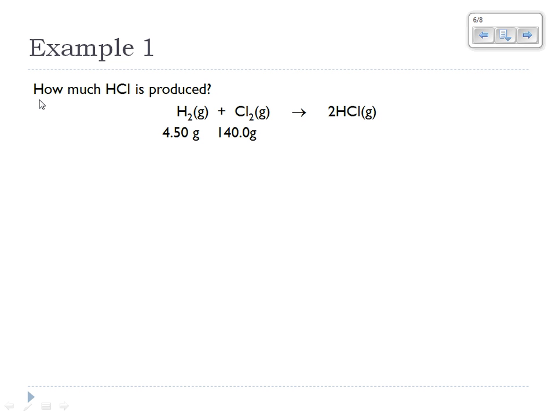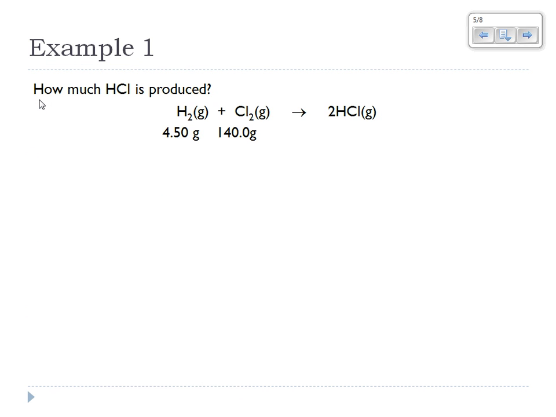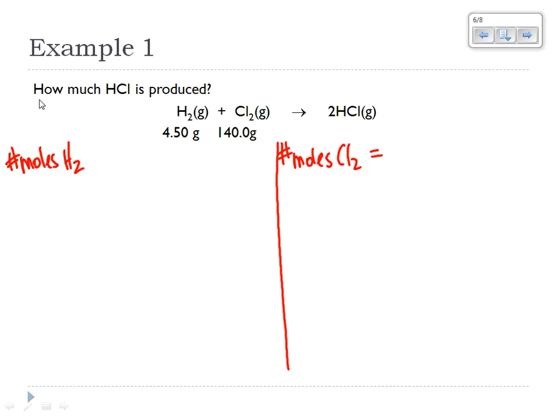So if we look back, step 1 says determine the number of moles of each reagent. So that's what I'm going to do. I'm actually going to divide my screen into 2. I'm going to have the number of moles of H2 on one side and the number of moles of Cl2 on the other side. So that's my first step, determining the moles of each reagent.